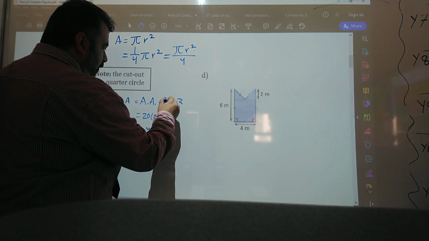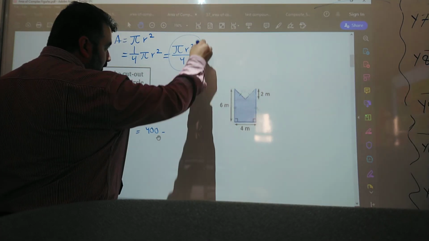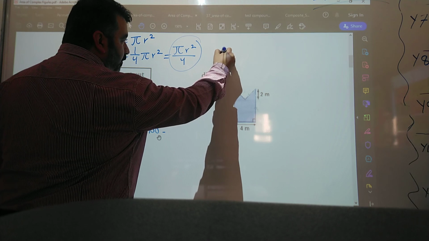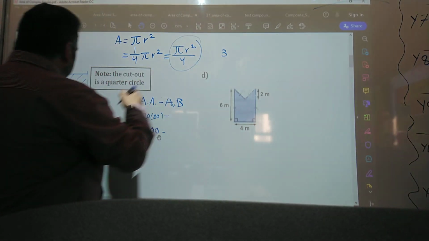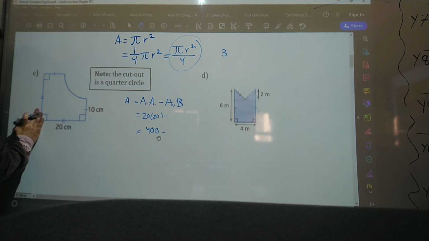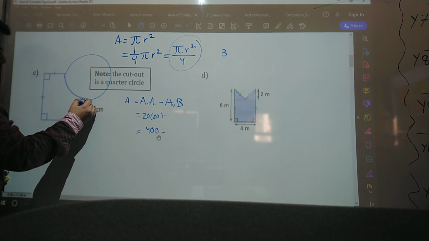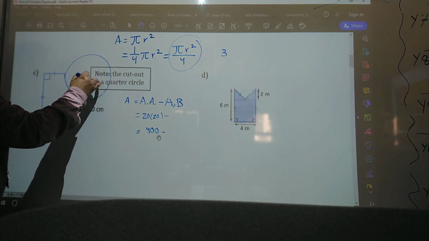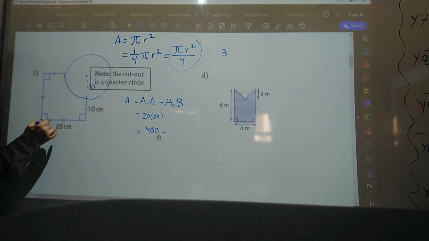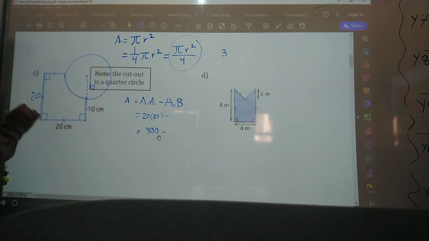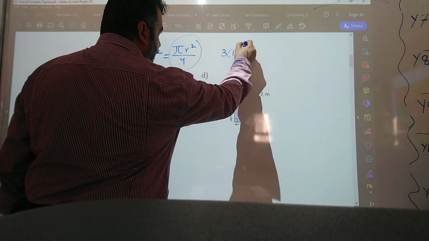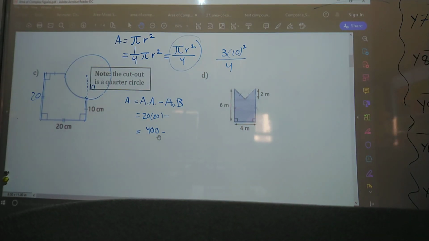Now area B, again, you see it? So I have 3, because you're not allowed to use a calculator, times R squared. How much is R? R is the radius of the circle. So if this is the circle, from here to here is 10, and from here to here is 10 as well. Why? Because it's 20 from here to here, 10 already, how much left? 10. Okay? So 10 squared over 4. Now, how many ways are there to do it?